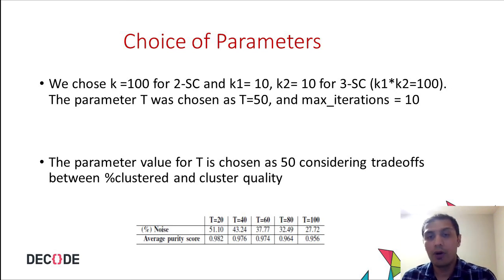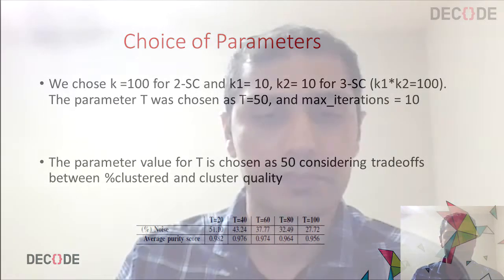So ideally, you want to cluster as many items as possible and also have good cluster quality. But we need to make some trade-offs based on the results that we obtain. So I chose T equal to 50 as a trade-off between those two desirable metrics.